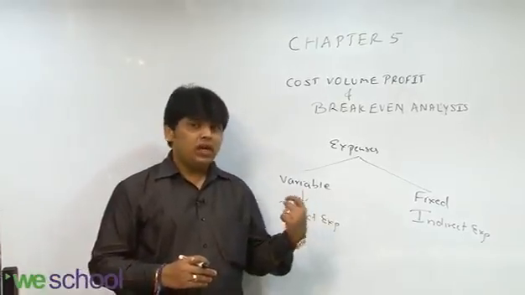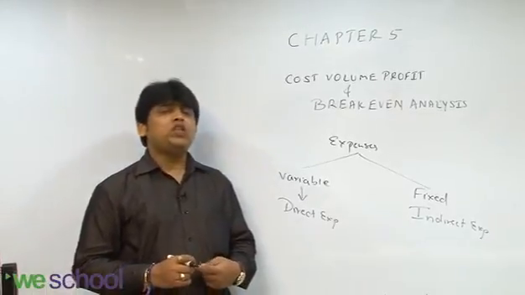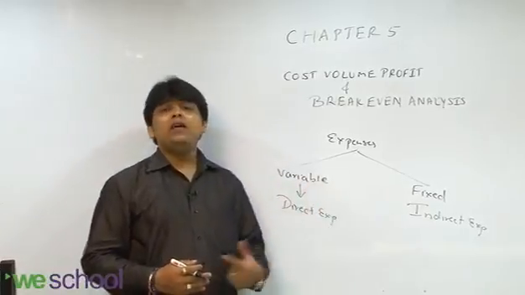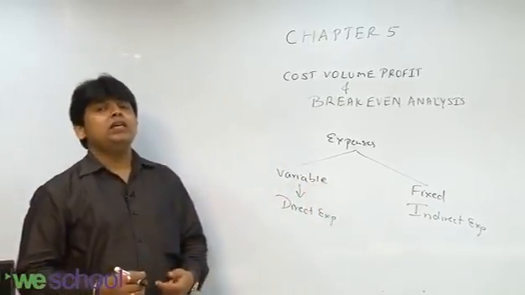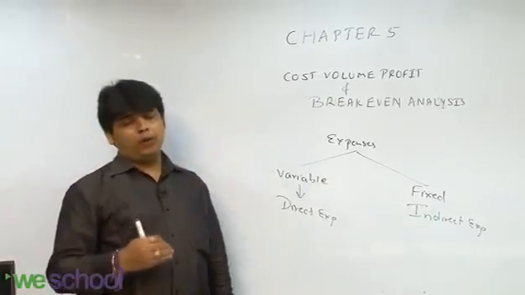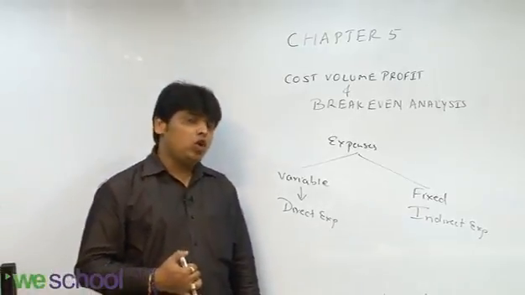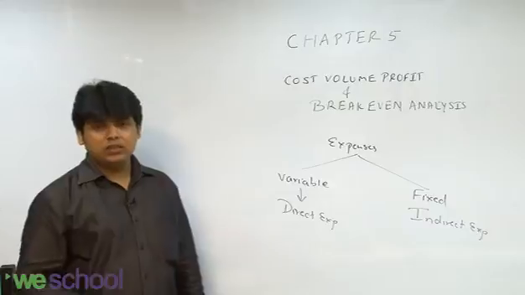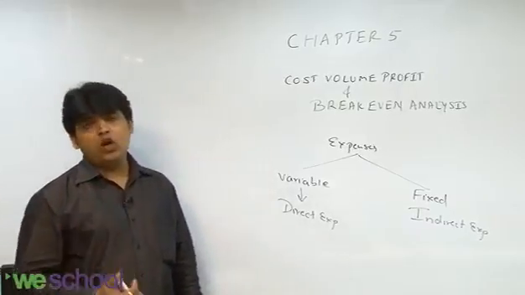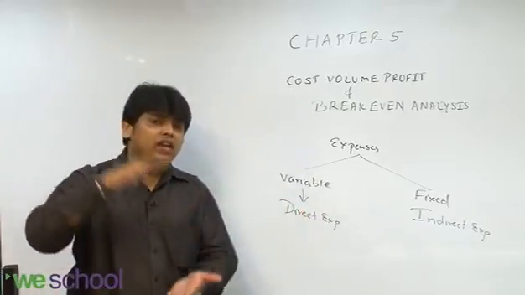As we have studied this classification in the first chapter of cost accounting, on the basis of behavior we classify the expense as variable and fixed. What is variable expense? The expense which varies with the production, which is calculated as a proportion of sales. They are also called percentage of sales, because they are calculated on the basis of sales. So variable expenses are those expenses which vary with the production.